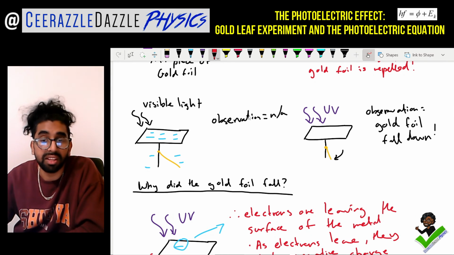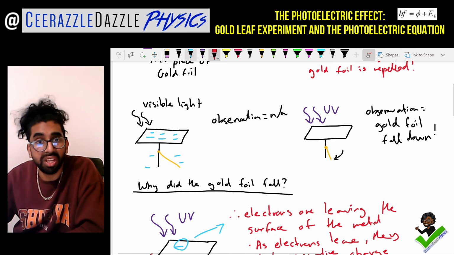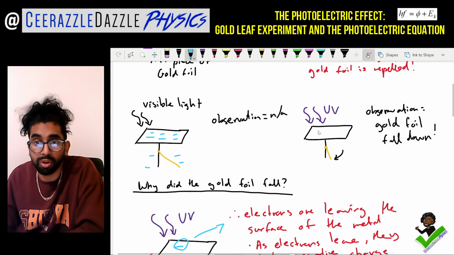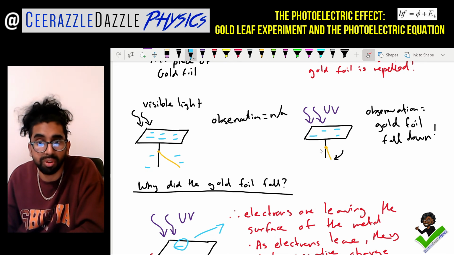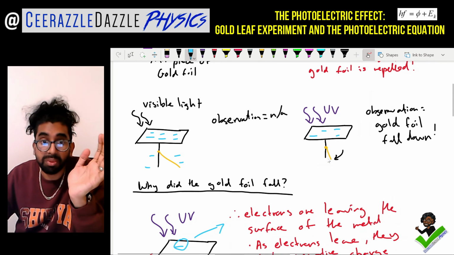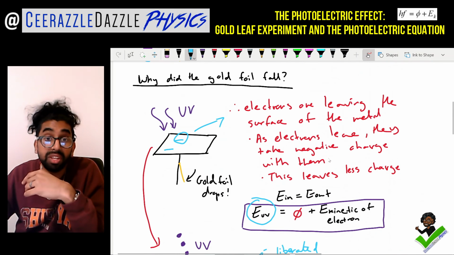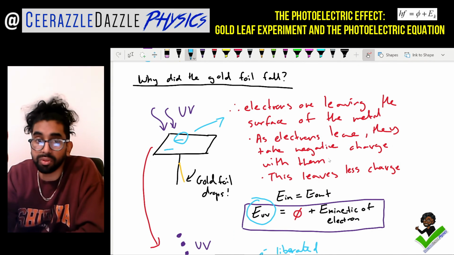Nothing happens over here. Then we shine ultraviolet light onto it and we notice that the gold foil has gone down. But how can we explain it? So why did the gold foil go down? Now we're going to talk about why the gold foil went down.